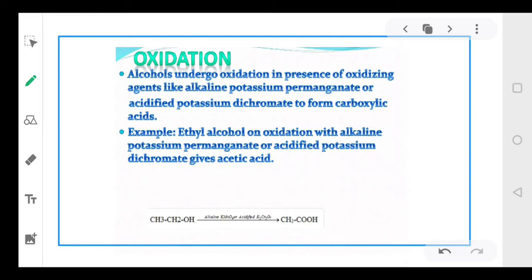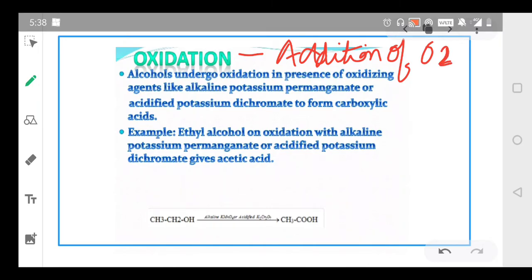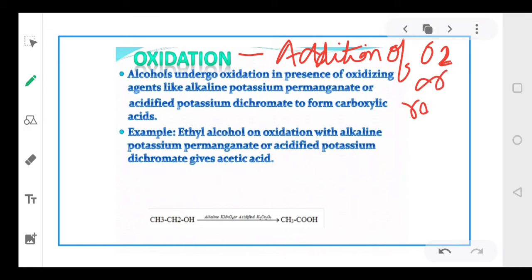Next reaction is oxidation reaction. What is oxidation, dear students? I hope you remember we have done it in the first chapter. Oxidation means addition of oxygen or removal of hydrogen. Okay everyone? Oxidation means addition of oxygen or removal of hydrogen. Right everyone?